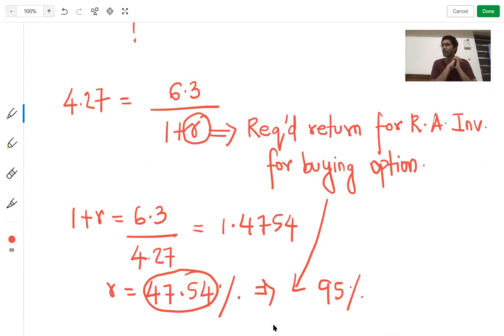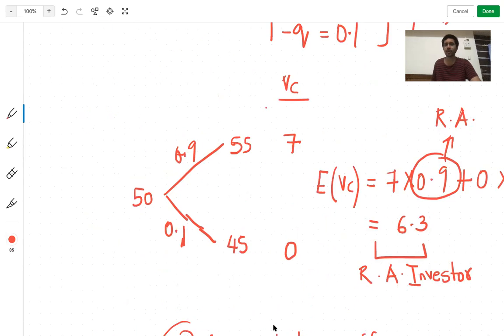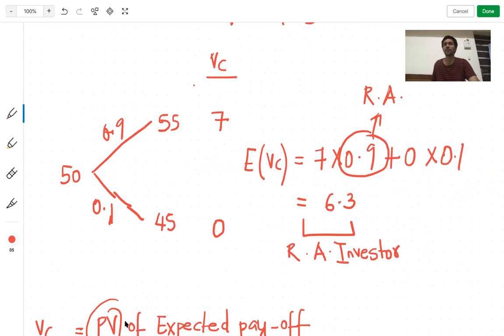Many of you might have also got a doubt that options derive their value from the underlying share, right? For instance, in the payoff that we had over here, the value of a call option of 7 and 0 was actually the call option deriving a value of 7 and 0 from the underlying share itself, right?